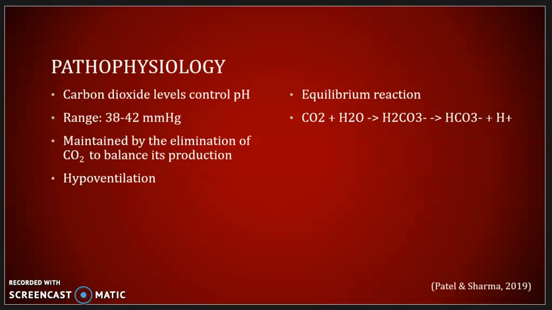So in respiratory acidosis, there's a slight increase in bicarbonate that serves as a buffer for the increase in hydrogen ions that we see. And it helps to minimize that drop in pH towards being more acidic. But inevitably, the increase in hydrogen ions that we see in respiratory acidosis does lead to a decrease in pH.